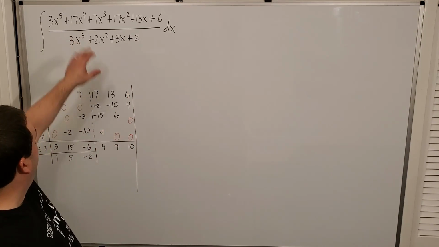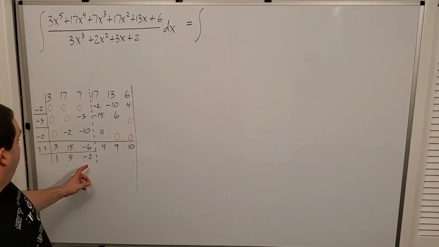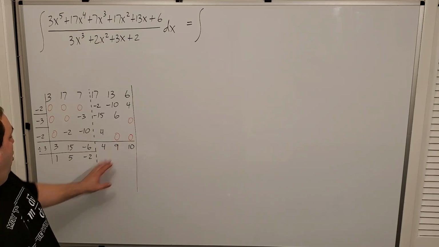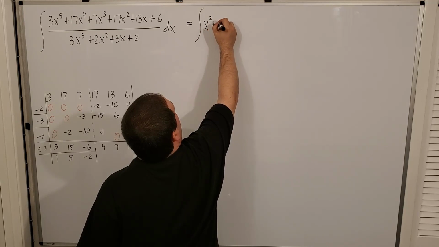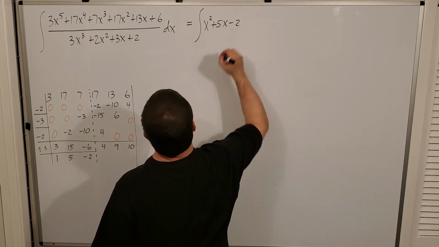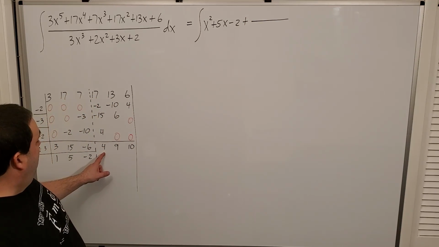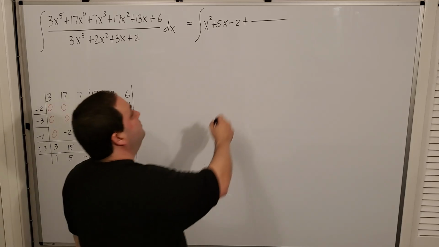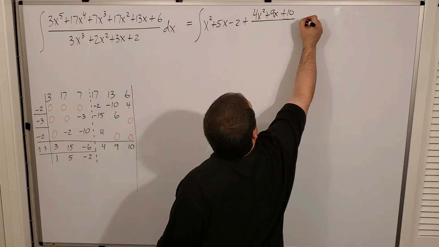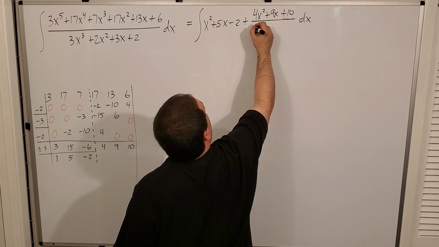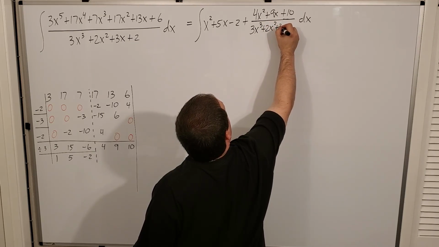And let's use this to rewrite this integral. So now I have the integral of, remember this is the whole part, this is the remainder part. So that's x squared plus 5x minus 2 plus the remainder 4x squared plus 9x plus 10. My dx is going to go there. And my denominator has not changed. 3x cubed plus 2x squared plus 3x plus 2.